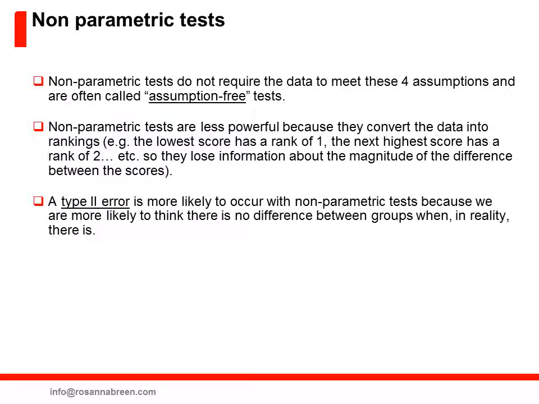Non-parametric tests don't require the data to meet these four assumptions, and that's why they're often called assumption-free tests. They are less powerful because they convert the data into rankings. You'll remember when we talked about the median, that is also a less powerful statistic than the mean because it also converts the data into rankings. So by doing that, you lose some information about the magnitude of the difference between the scores. A type 2 error is more likely to occur with non-parametric tests because we're more likely to think that there is no difference between groups when actually there is.